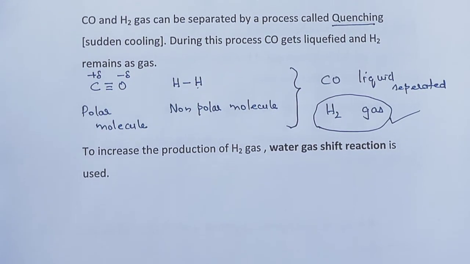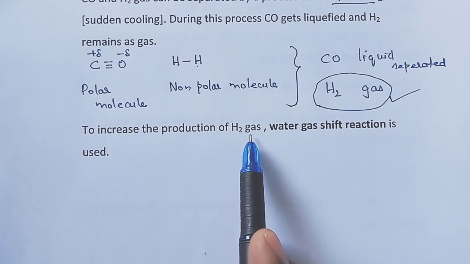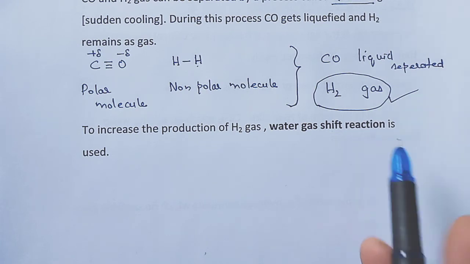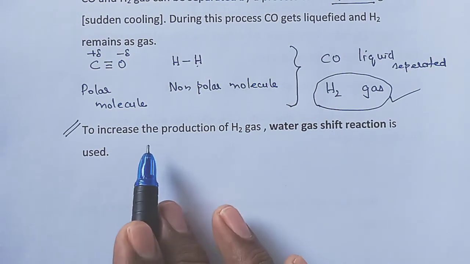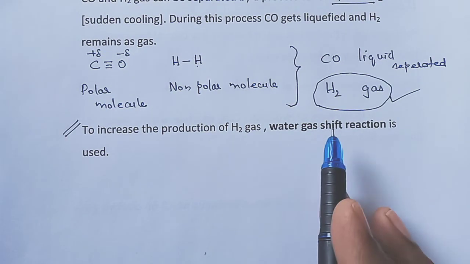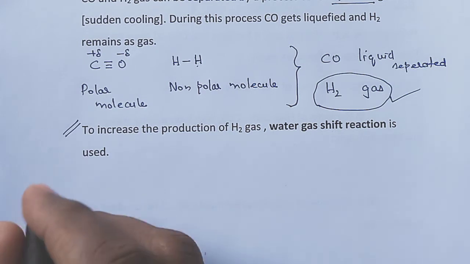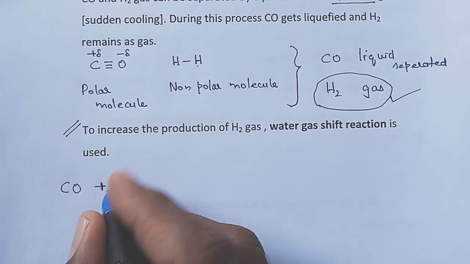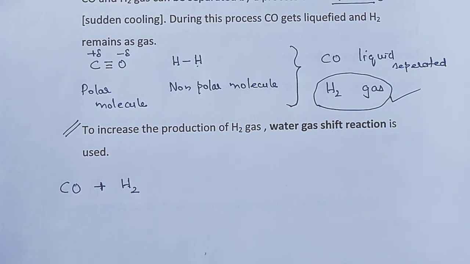Now we have another point. It is a separate point. In order to increase the production of hydrogen gas, water gas shift reaction is used. This is a separate point. Don't get confused with the above things. I will explain you here. Here we are having water gas. We obtained water gas by coal gasification. What is it? Mixture of carbon monoxide and hydrogen. This is the water gas.